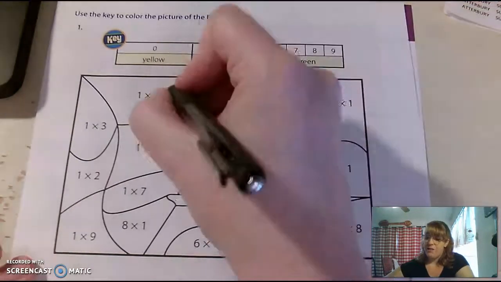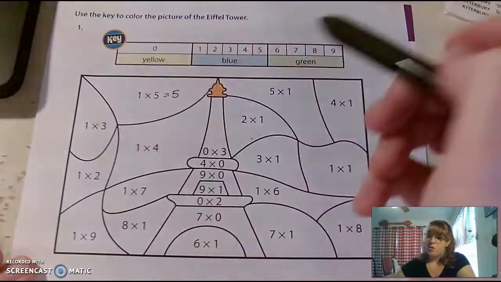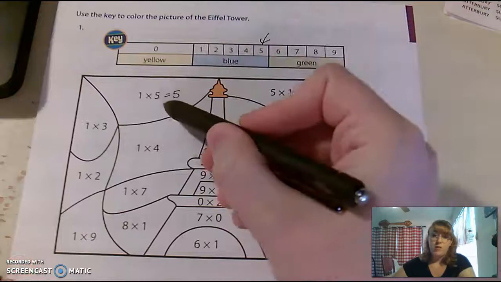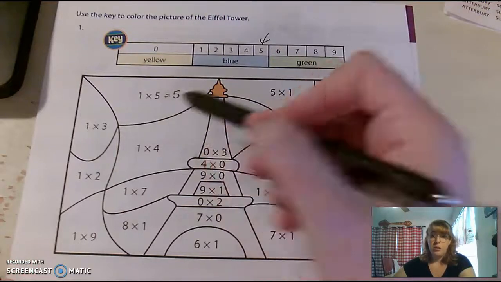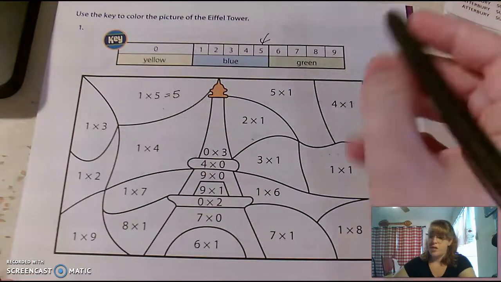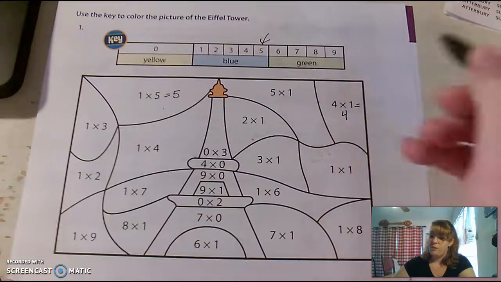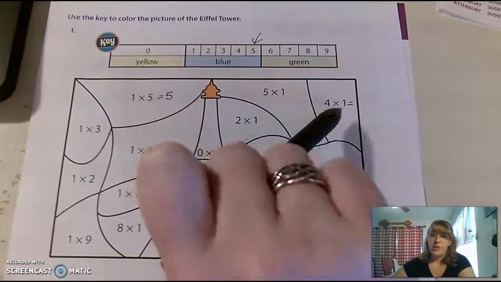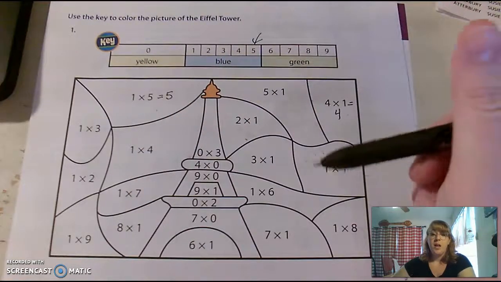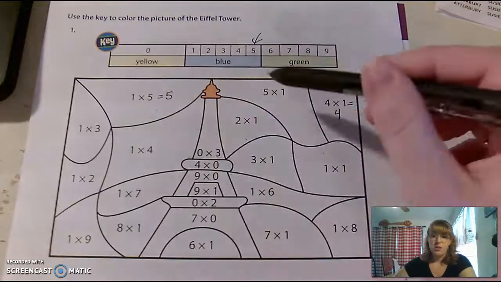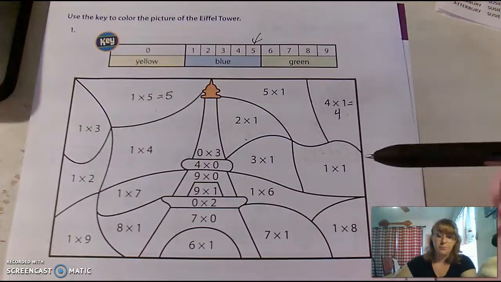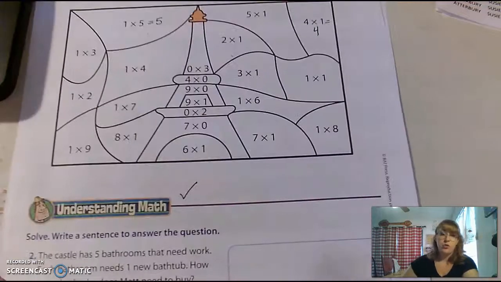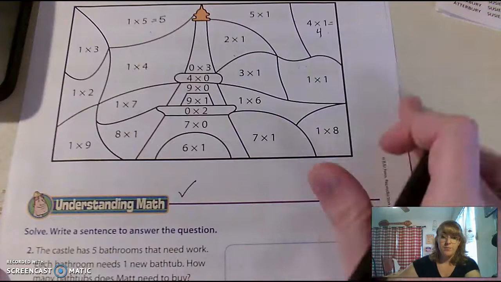1 times 5 equals 5. So I'm going to look up here. 5 is blue, so I'm going to color this section blue. Okay, let's look at this section. 4 times 1 equals 4. So I'm going to look and find the 4, and I'm going to color that section blue. Okay? And what you'll get is a color picture of the Eiffel Tower when you're all done, and it'll look very nice. I do want you to do understanding math this time.